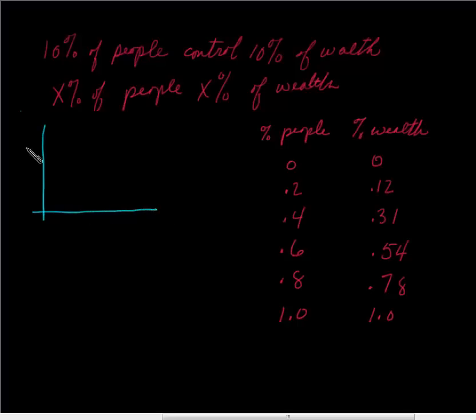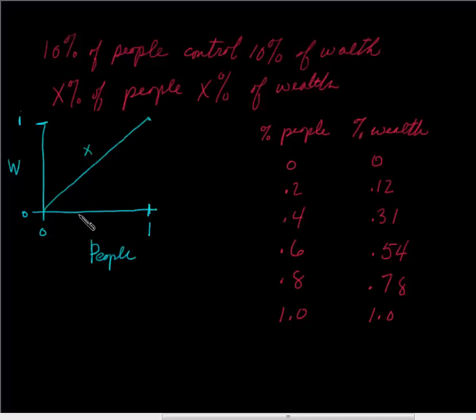So here are my axes. And let's put wealth, I'll just put a W here for wealth, on the vertical axis, and let's put people on the horizontal axis. And this would represent 100% of the people, no percent of the people, no percent of the wealth, 100% of the wealth. If this wealth were perfectly evenly distributed, then this straight line, which I'll label X, would be the graph of the case where X% of the people control X% of the wealth.